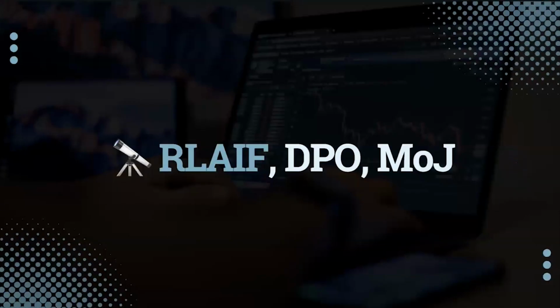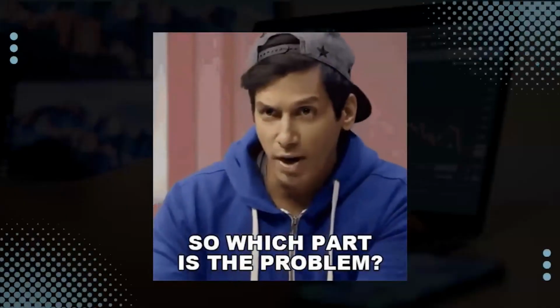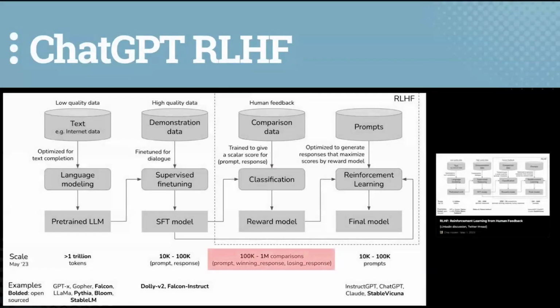First, RLAIF. We already showed that RLHF can really help us improve our reward score and make our models less harmful. That's dope. And so one question we might ask is, well, where's the problem then? And this is what subsequent things have tried to point out, is that there are problems. If we look at this depiction of ChatGPT's RLHF from Chip Huyen, you'll notice that we need 100,000 to 1 million comparisons for this human feedback piece. That's a lot of stuff for humans to do.